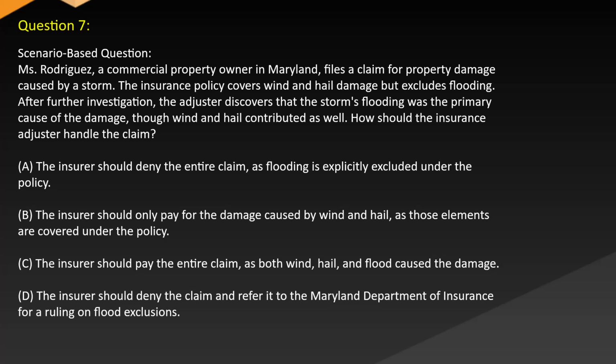A. The insurer should deny the entire claim, as flooding is explicitly excluded under the policy. B. The insurer should only pay for the damage caused by wind and hail, as those elements are covered under the policy. C. The insurer should pay the entire claim, as both wind, hail, and flood caused the damage. D. The insurer should deny the claim and refer it to the Maryland Department of Insurance for a ruling on flood exclusions.